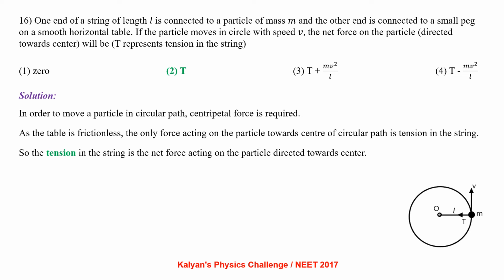As we can see, in order to move any particle in a circular path, we require to apply centripetal force. As the table is frictionless here, the only force acting on the particle towards the center of the circular path is nothing but the tension in the string. So the tension in the string is the net force acting on the particle directed towards the center of the circular path.